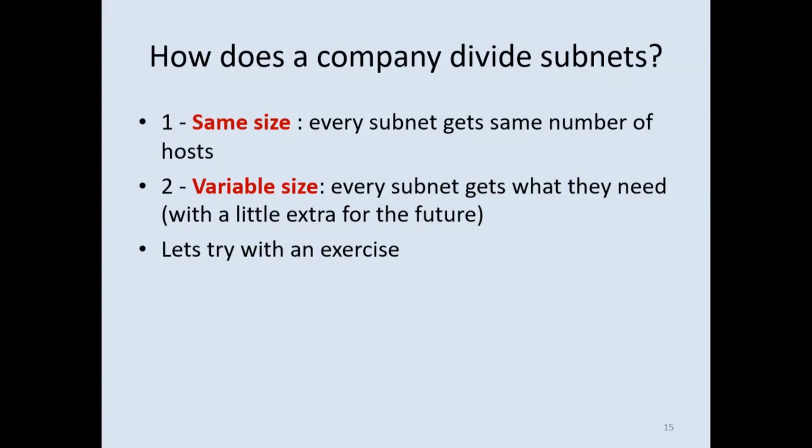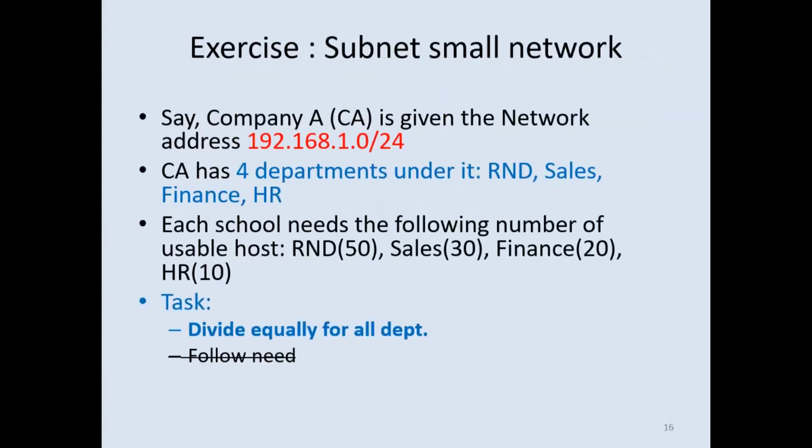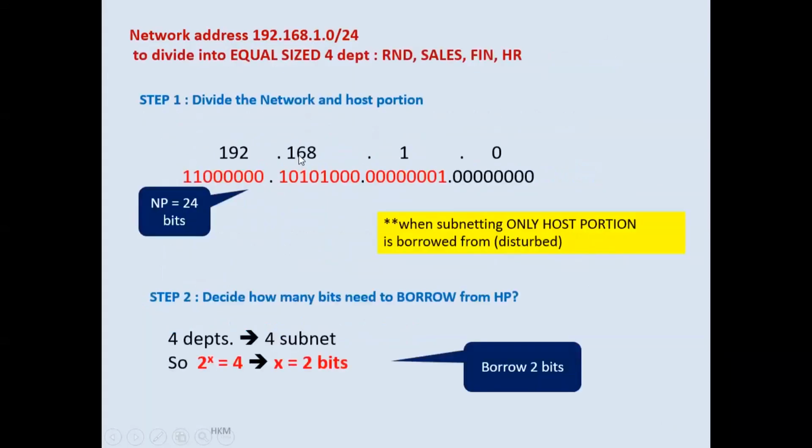So I'm just going to go through here a little bit. So let's say a company has been given this network address, 192.168.1.0/24. So the company has 4 departments, R&D, sales, finance, and HR. Okay, and each department has a different need. But because we're going to divide it equally for all the departments, we are not going to look at the needs. We're just going to take this address and divide it by 4. How do we do that?